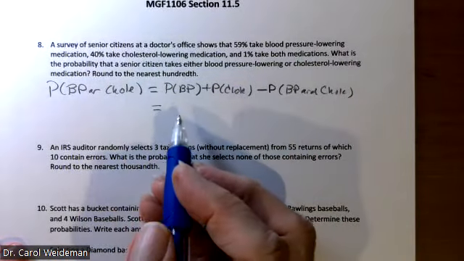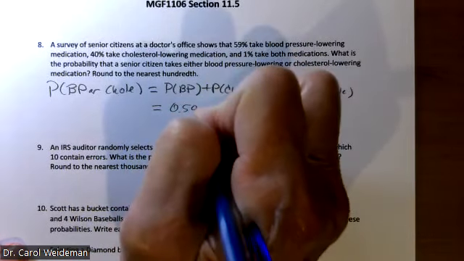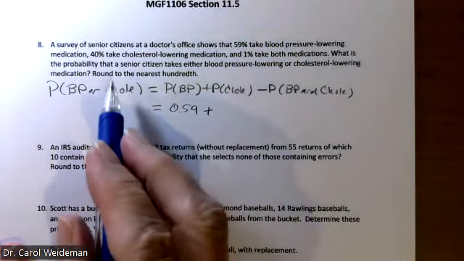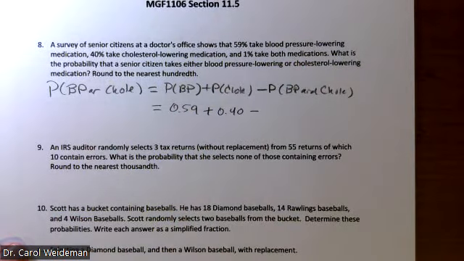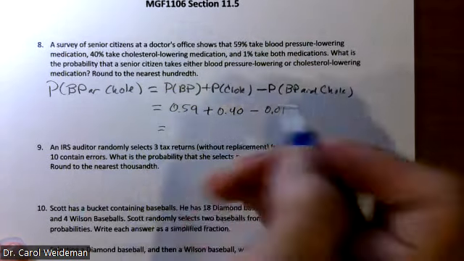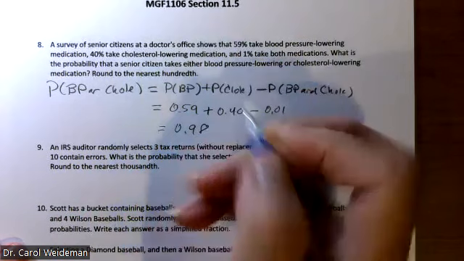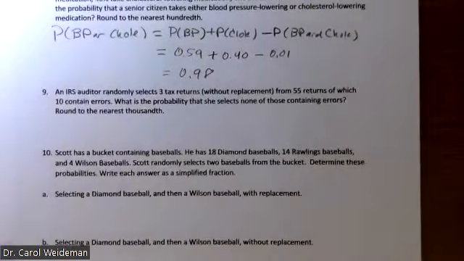Okay, so if we look at one senior citizen, what's the probability they take blood pressure? 0.59. And the probability they take cholesterol is 0.4. And then the probability that they take both is given as 0.01. And so if we go ahead and simplify that, we get 0.98. So almost all of them are taking at least one of those medications.